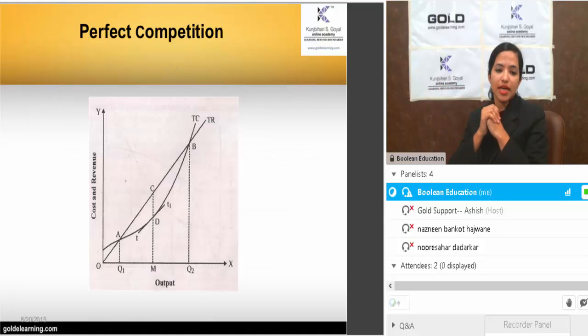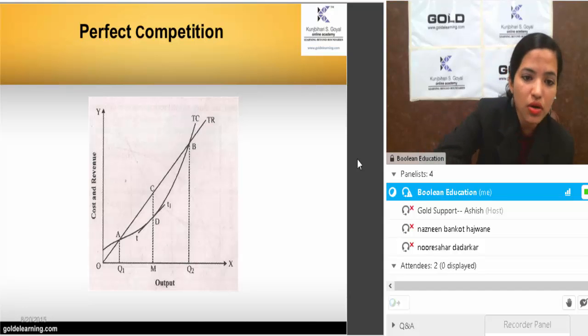Look at this particular diagram. On the y-axis we have cost and revenue. On the x-axis we have the output, right? Depending on the output and cost and revenue, we have drawn two curves. One curve is the total revenue curve and the other curve is the total cost curve. So see, the total cost curve.